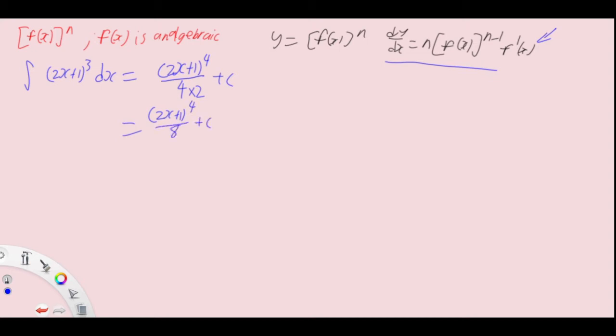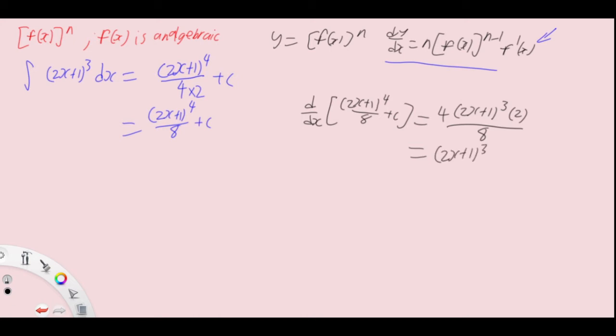We can check our answer, actually. So if you want to check our answer, differentiate (2x + 1) to the power of 4 over 8 plus c. So firstly, differentiating a constant is 0, so I can ignore the second term. For the first term though, bring down the power to the front, reduce the power by 1, and then you differentiate inside. And you notice, I get back 4 times 2, which is basically 8, and I get back (2x + 1) to the power 3, which is the same as the function in my integral. So that is the correct answer.